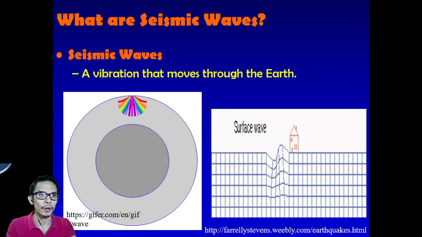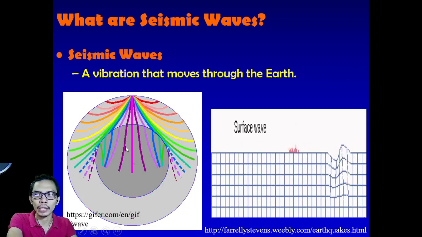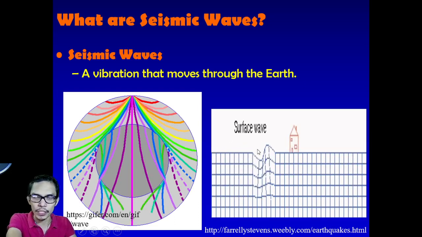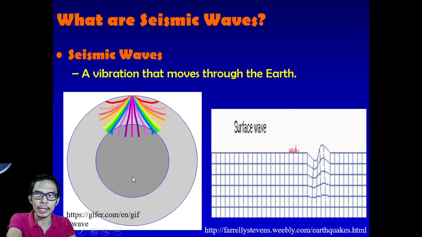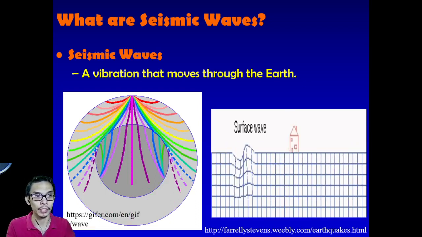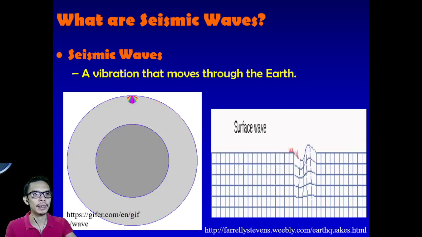All right? So it can go inside the earth, or it can even go on the surface of the earth. So whether it is on the surface or it goes inside the earth, it is called seismic waves. So these are vibrations that go inside or travel on the surface of the earth.